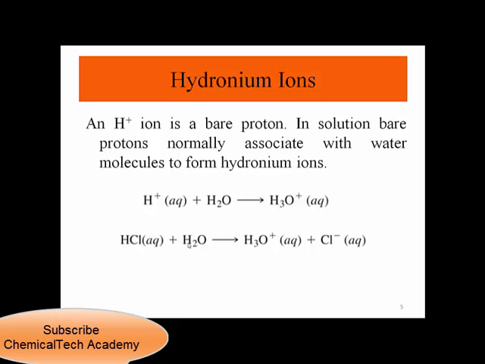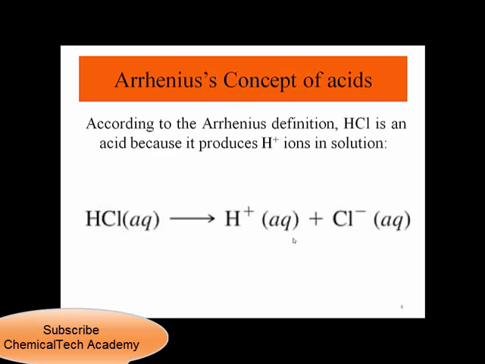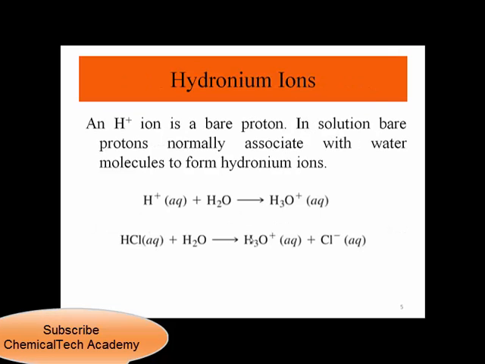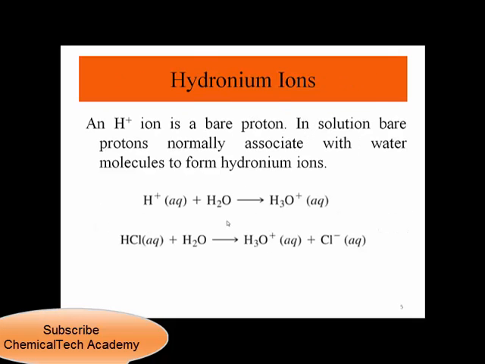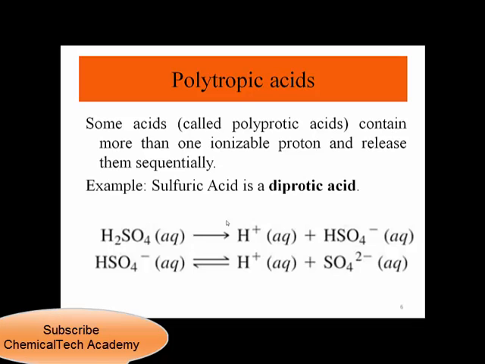For example, HCl plus water is going to give us hydronium ion plus chloride. If we compare it with the previous equation, we had HCl dissociating into H+ and Cl-. And here we have HCl plus water, which is also correct, giving hydronium plus chloride. So we can use either hydronium ions or proton here.